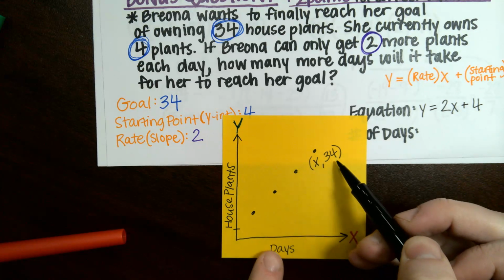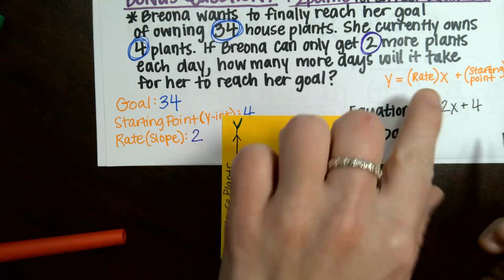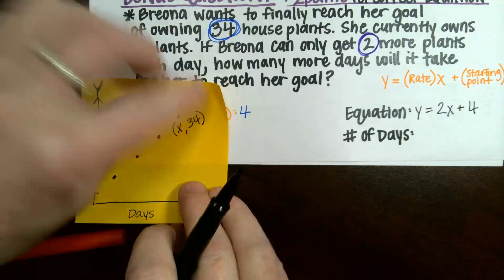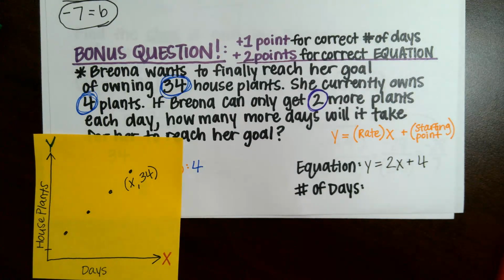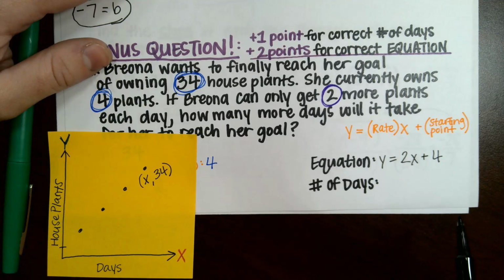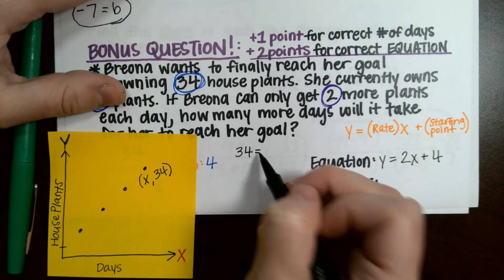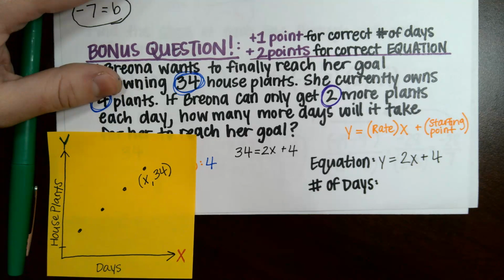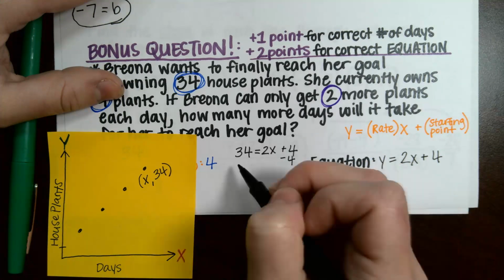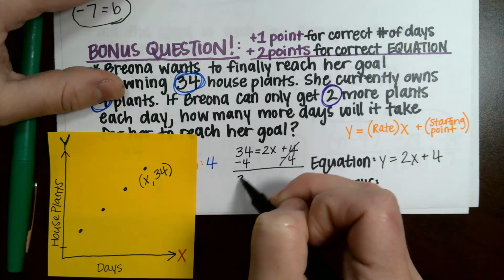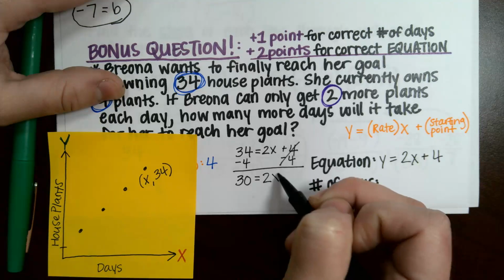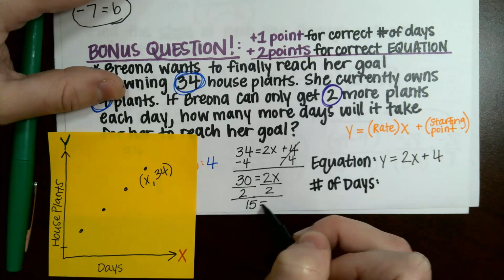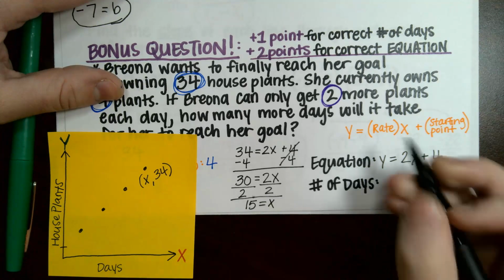So I have a y value that I could plug into my equation. And if I do that, all I have left is an x. I could totally just solve for x, guys. So let's do that. The y value is 34. So what am I going to write using my equation? 34 equals 2x plus 4. And I'm just going to solve for x. What's my first step? Subtract 4 from both sides. Good. 34 minus 4 is 30 equals 2x. Divide by 2. And Tasha, you were right. We're going to get 15 for x. So to answer number of days, we would say 15.